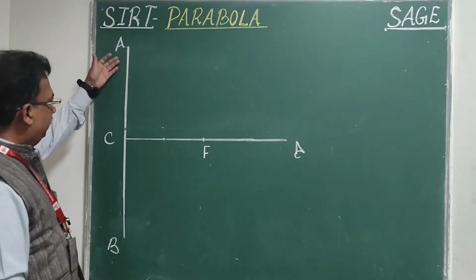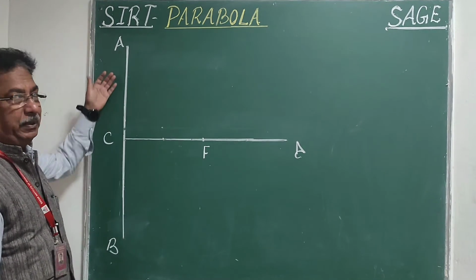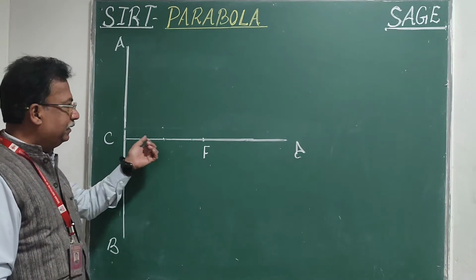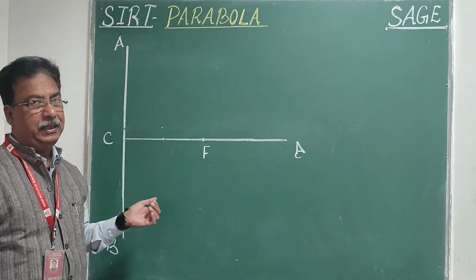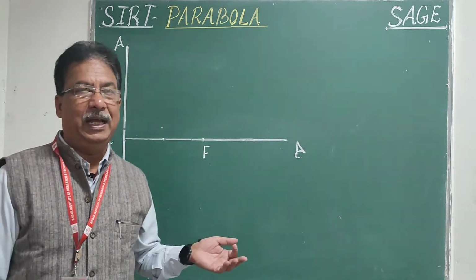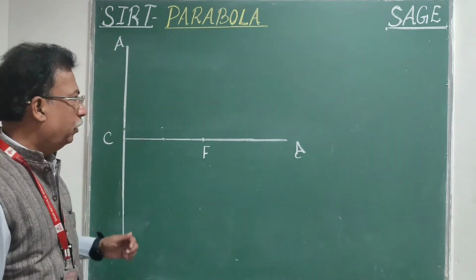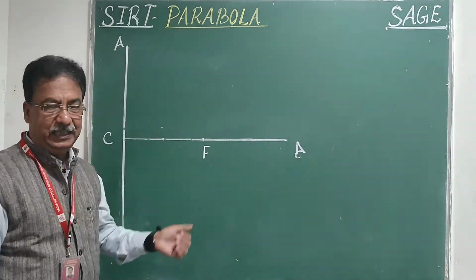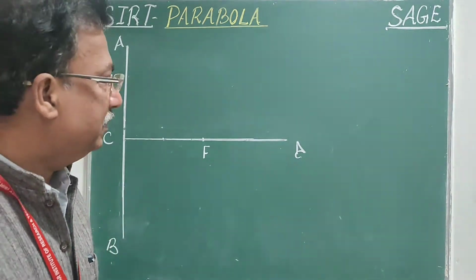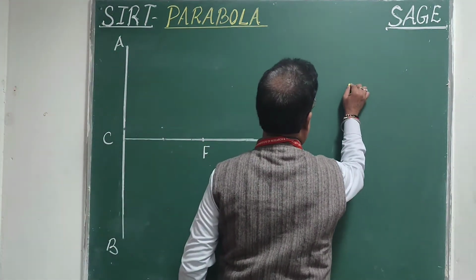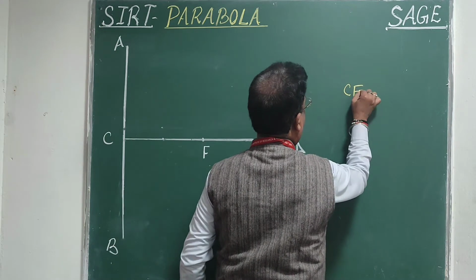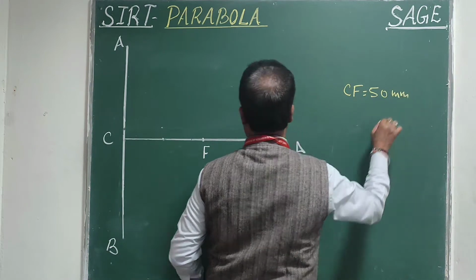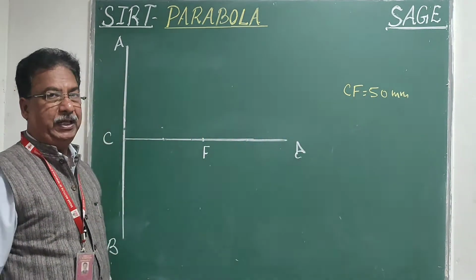Initially I have drawn a vertical line that represents my directrix, that is line AB, and if I draw a line CD perpendicular to AB, then in future that is going to be the axis of the parabola. So I have drawn AB and CD, and after that this distance CF will be given to me. This CF is the distance of the focus from the directrix, which is given as 50 mm. So with the help of this distance I have marked CF as 50 mm.